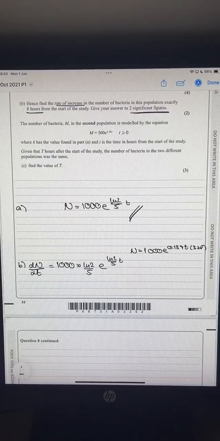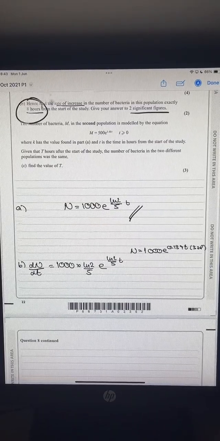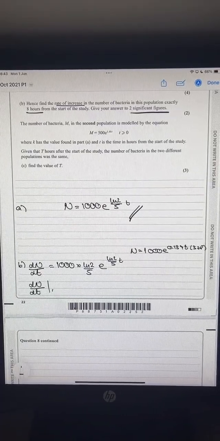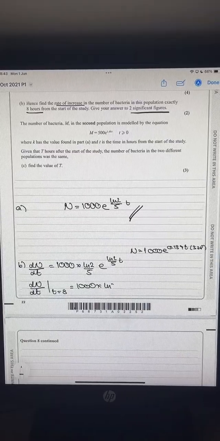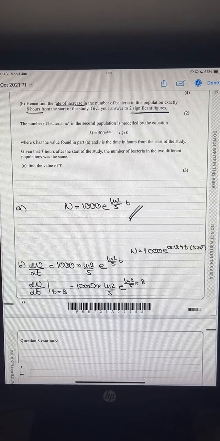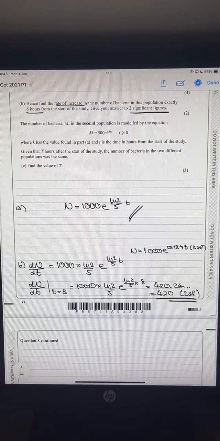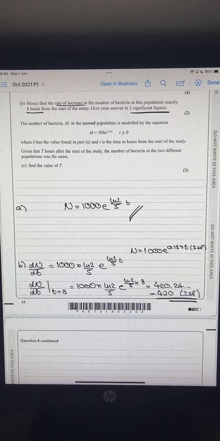So this is my derivative function, and I need to find it at t equals 8 hours. So dn by dt, given that t is equal to 8, is going to be equal to 1,000 times ln 2 over 5 e to the ln 2 over 5 times 8. And that gives me 420.24... And they want it to 2 significant figures. That's 420 to 2 significant figures, and that is my answer to part B.